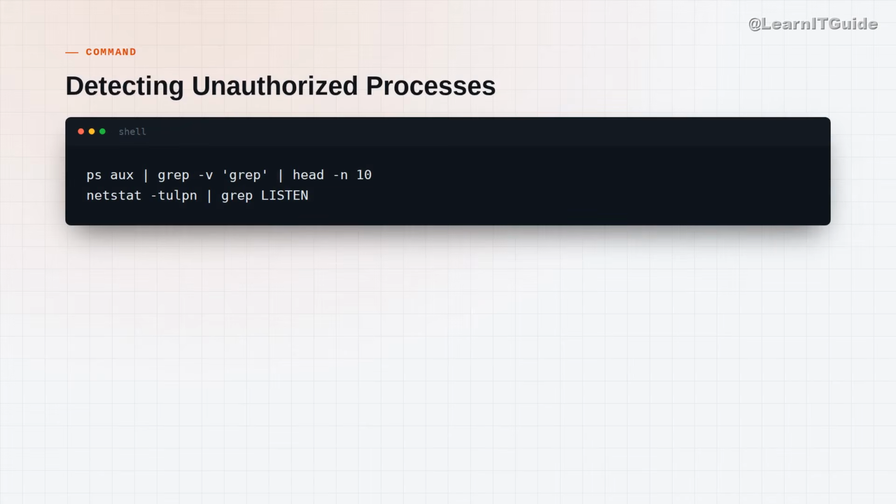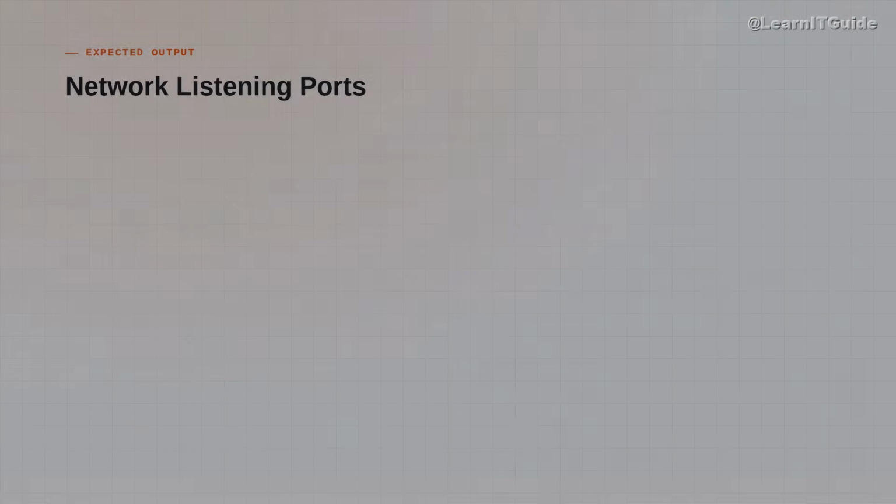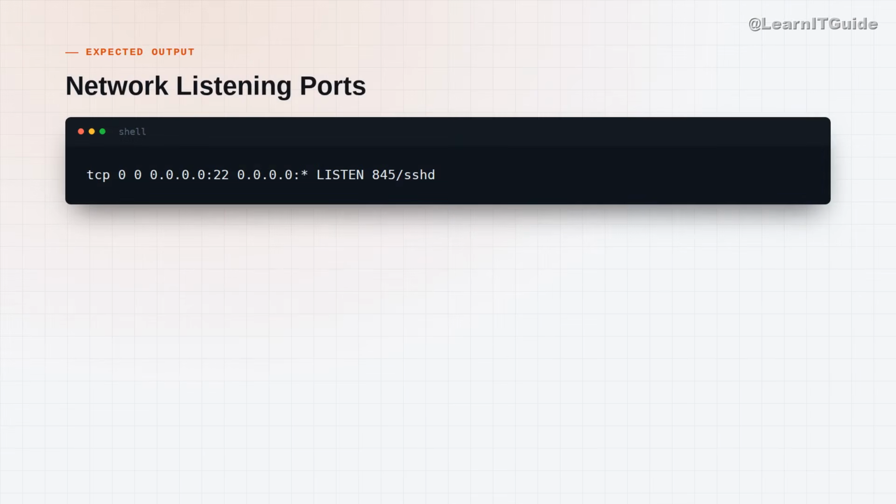Line 1 lists all running processes while filtering out the grep command itself, showing you the top 10. Line 2 uses netstat to show all ports currently in a listening state. This helps you identify if an unauthorized application is running, or if a service is listening on a port it should not be using. This output confirms that the secure shell daemon is listening on port 22.